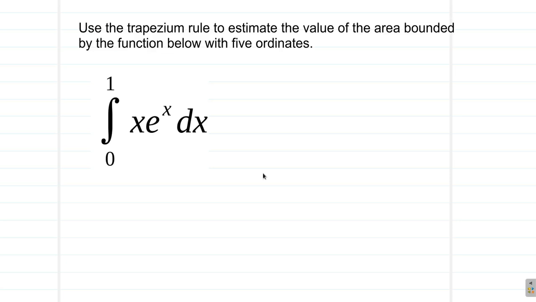You are required to use the trapezium rule to estimate the value of the area bounded by the function below with 5 ordinates. So you're going from 0 to 1. Now, you have a certain formula that's called the trapezium rule. But let's discuss a bit about the trapezium rule before we work it out.